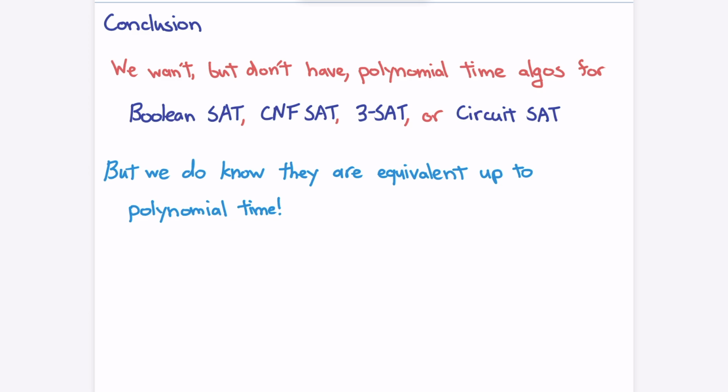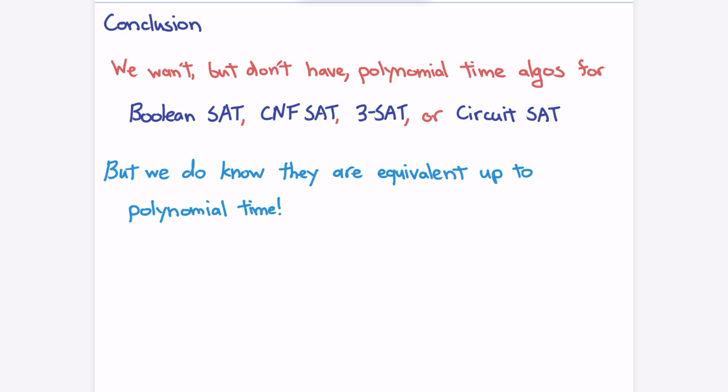So I'm saying let's take 3SAT. This would be the easiest because it's the most structured. What we did in class was we gave an algorithm that takes any Boolean formula as input and outputs a 3SAT formula of roughly the same size, while maintaining satisfiability. So this 3SAT formula is satisfiable if and only if the original one is satisfiable.